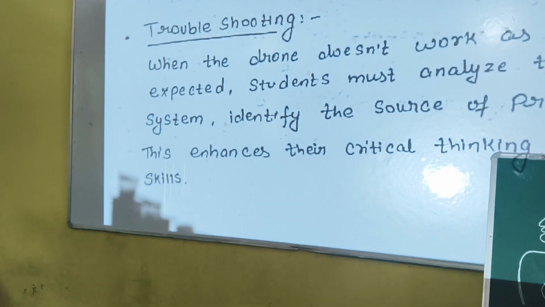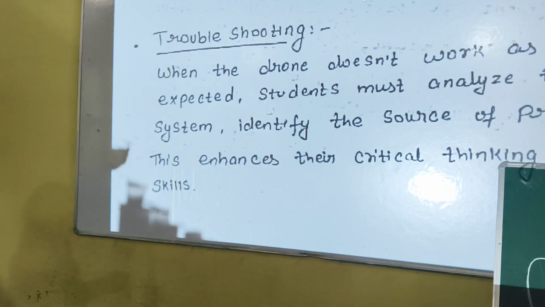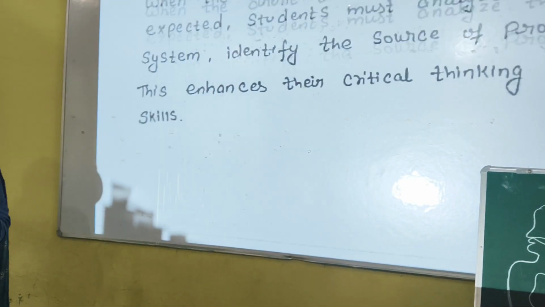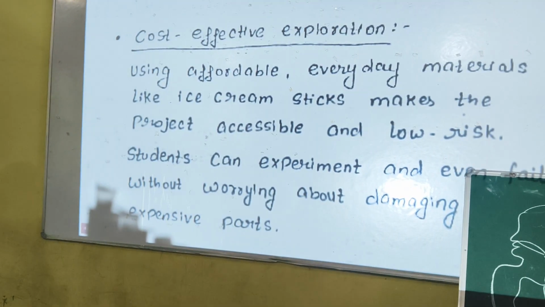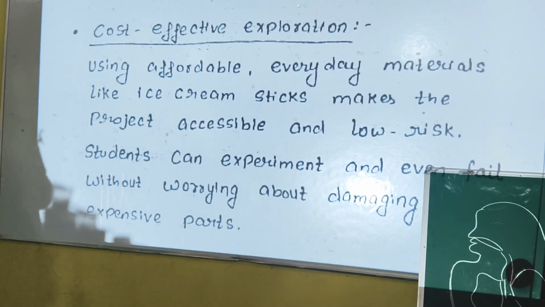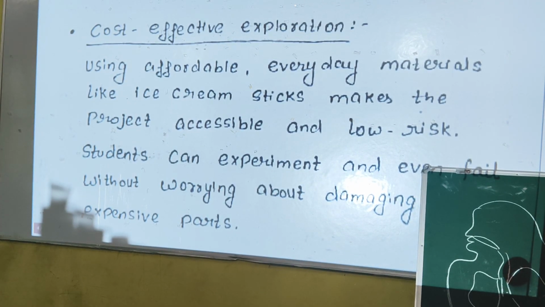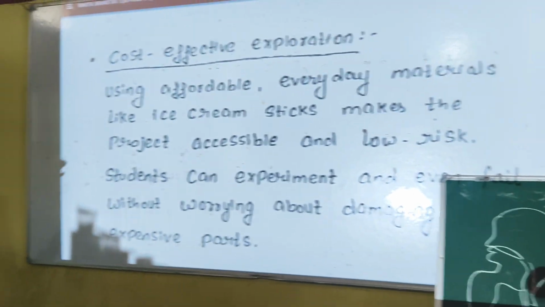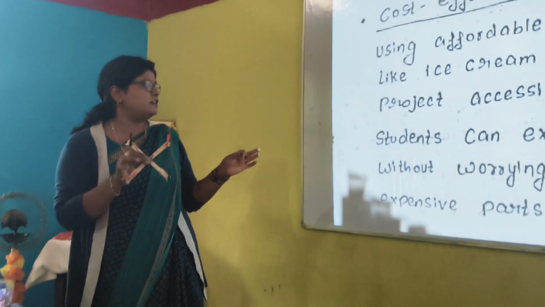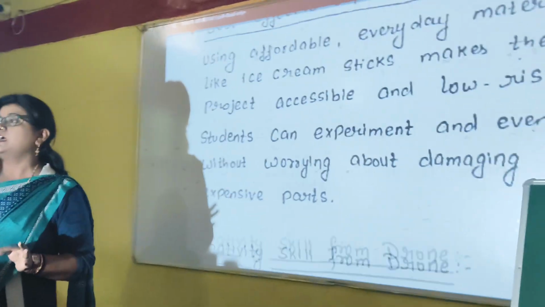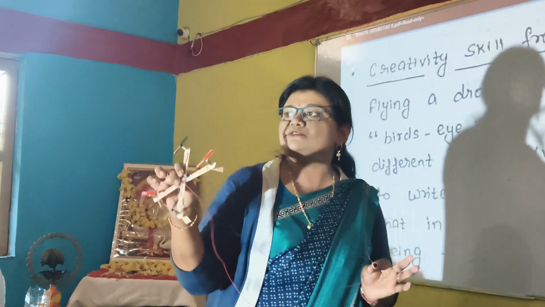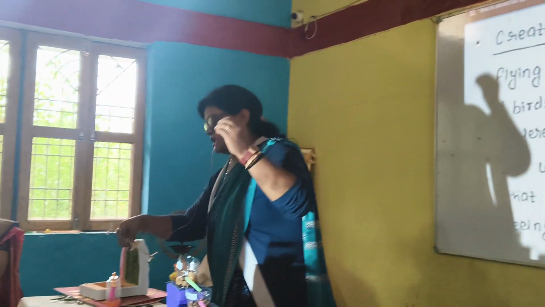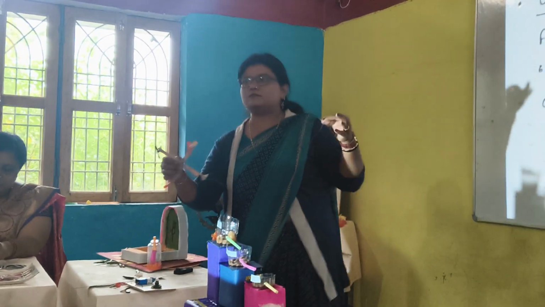When the drone does not work as expected, students must analyze the system and identify the source of the problem. This enhances their critical thinking skills. This is also cost-effective exploration. Using affordable everyday materials like ice cream sticks makes the project accessible and low risk. Students can experiment and even fail without worrying about damaging an expensive product. If students face any problem in this drone, they will not become sad that it was so expensive and they have lost their money.